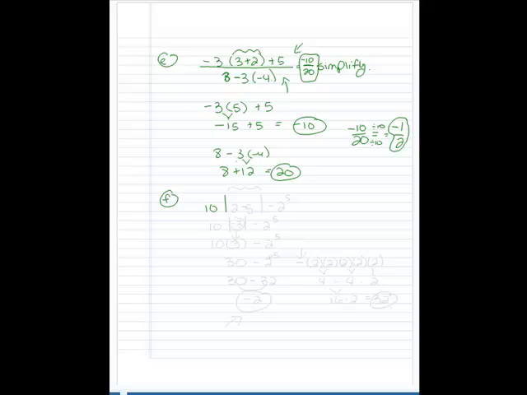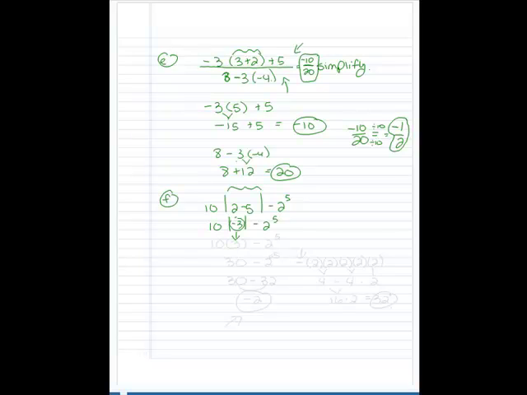And one more. Let's try 10 absolute value 2 minus 5 absolute value, minus 2 to the 5th power, not in parentheses. So here my grouping symbol is the absolute value. So let's see what we get. What's 2 minus 5? That's going to be -3. So now it's 10 times the absolute value of -3 minus 2 to the 5th power.